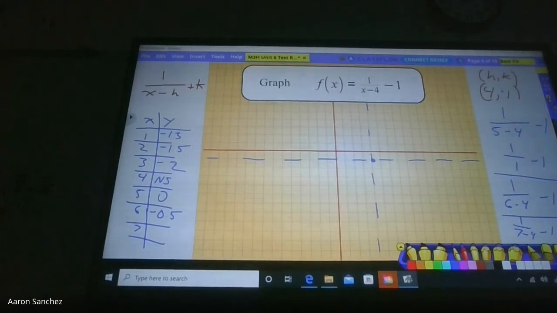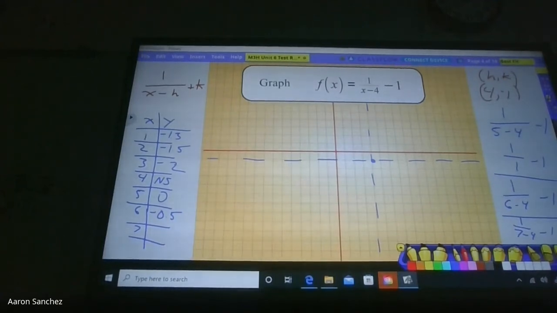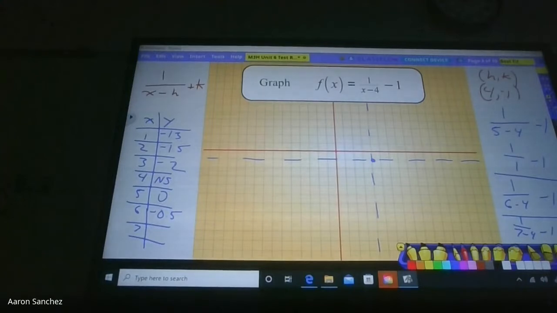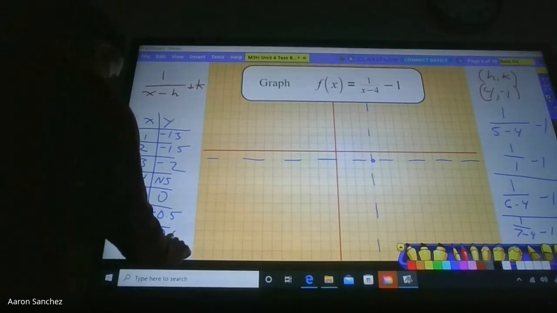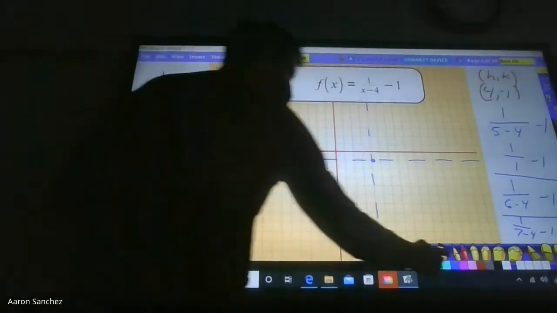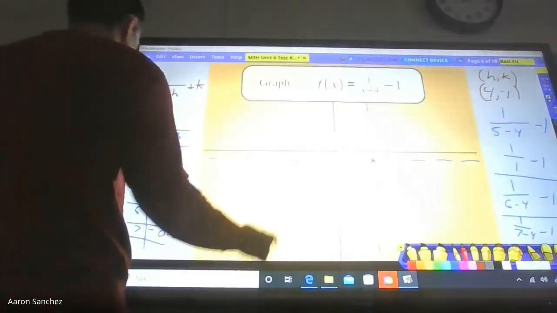1 divided by 7 minus 4, minus 1. Pretty sure it is. Negative 0.66. Well, let's graph it and see. Then we'll find our mistake with the graph.